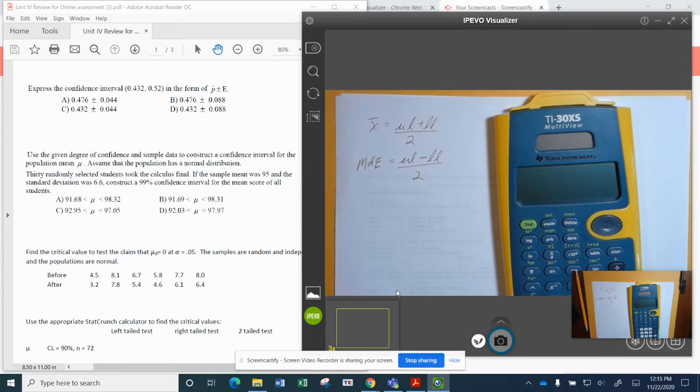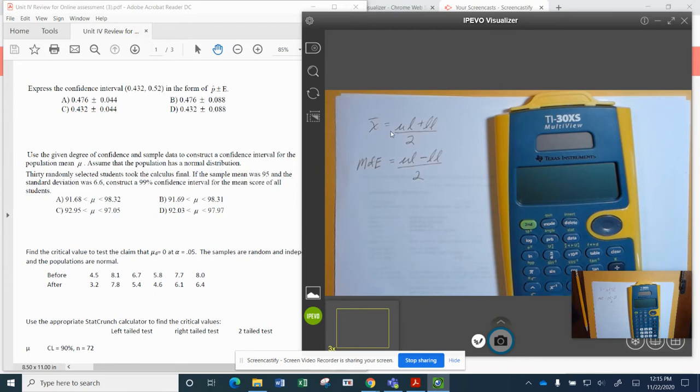This first one, although it's asking you to express the confidence interval in p hat plus or minus e, in other words, these are proportions. And the same concept applies to x bar. So if you were trying to express the confidence interval and you had a lower limit mu and upper limit mu, it would be the same process.